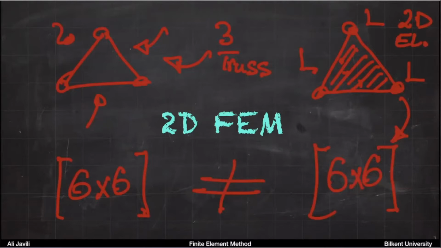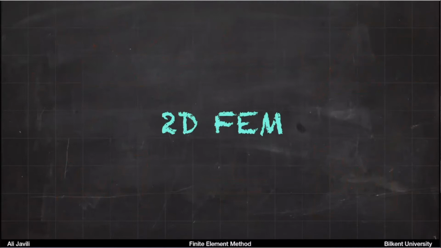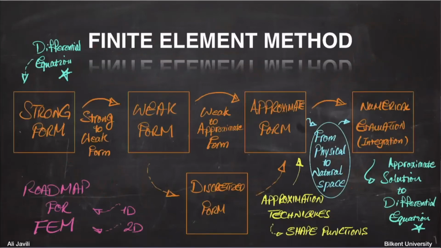But in the left picture, also you have 3 nodes, and each node has 2 degrees of freedom. So eventually your stiffness matrix would be 6 by 6. All right. So you know how to calculate the left stiffness matrix. Now we want to go to the right one.